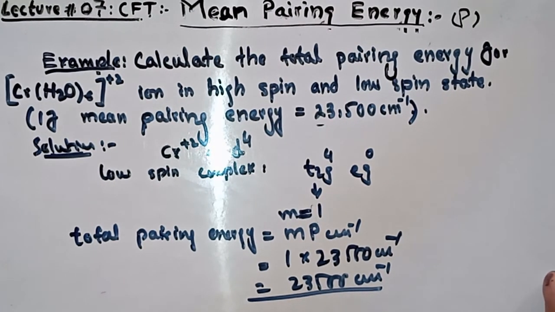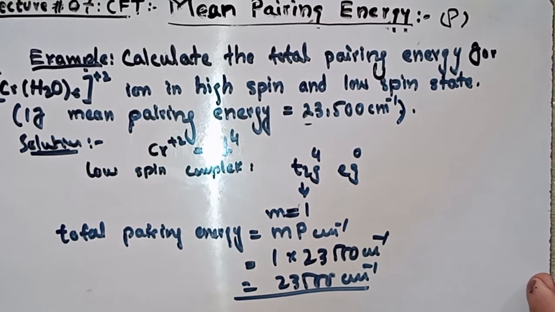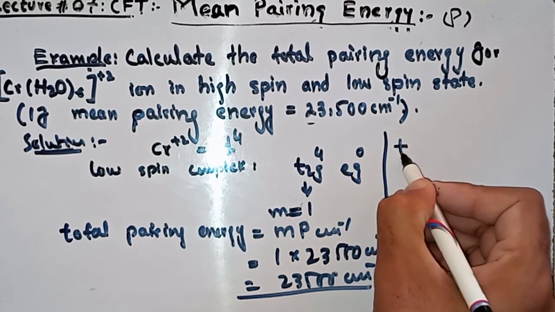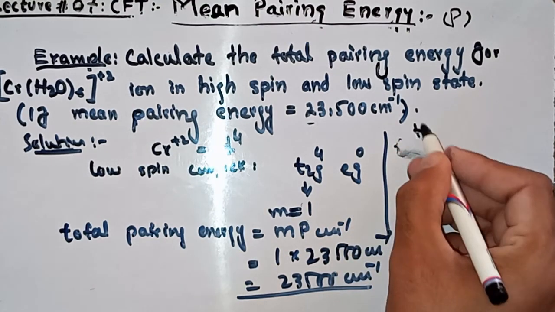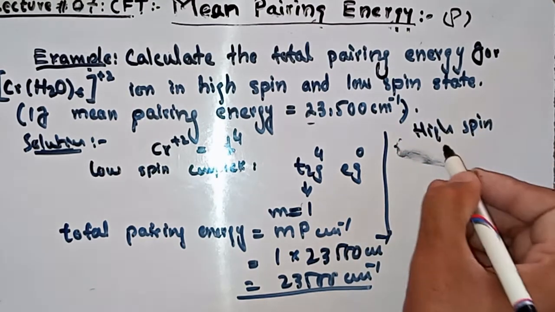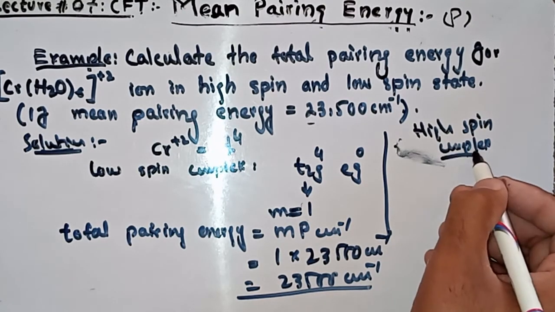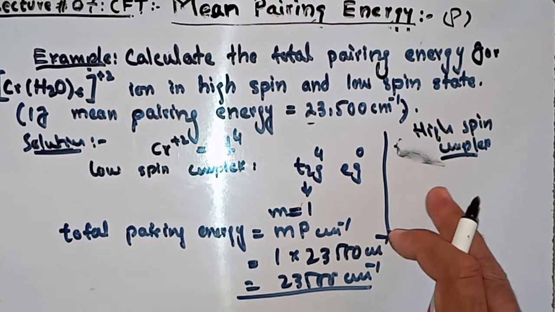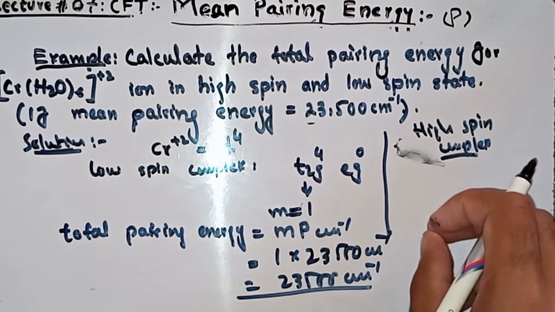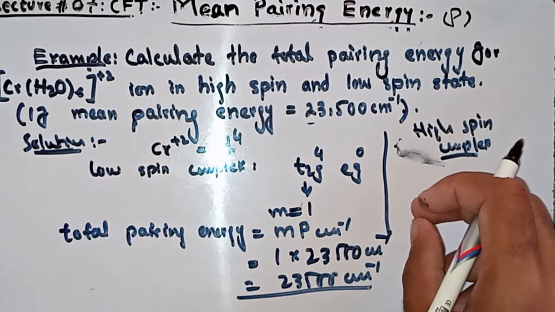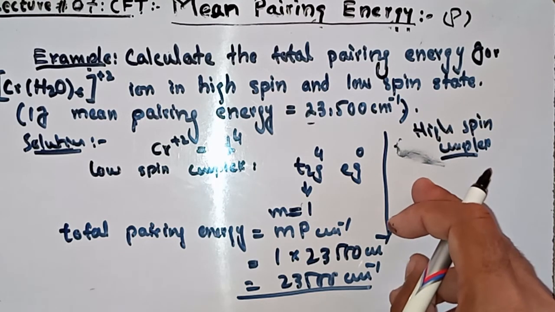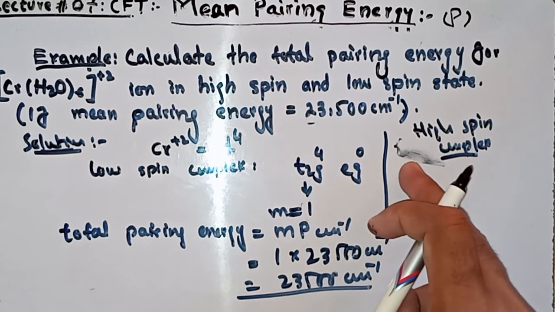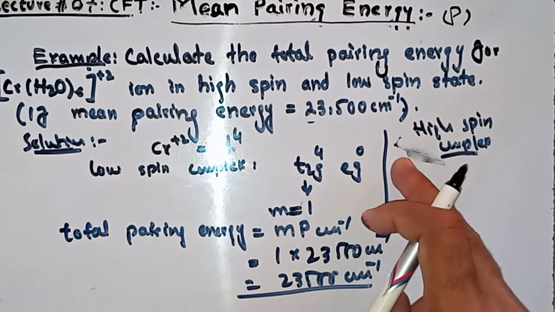What will it be for high spin? For high spin, here is the t2g. In a high spin complex, as I already taught you in previous lectures, a weak ligand is used. If a weak ligand is used, then what will happen?